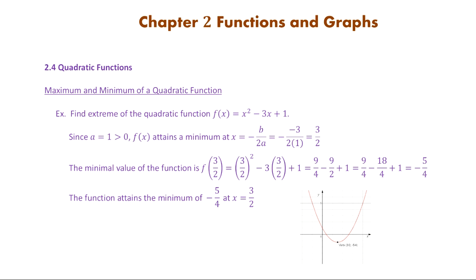Again, you can rewrite 9 over 2 as 18 over 4 and 1 as 4 over 4. Not here, but that's what we do. And then you just combine the numerators to get negative 5 over 4 as the denominator. So that's the minimum of the function. The minimum of the function is negative 5 over 4. It occurs at x equals 3 over 2, right? So that's the answer for this problem. Any questions?